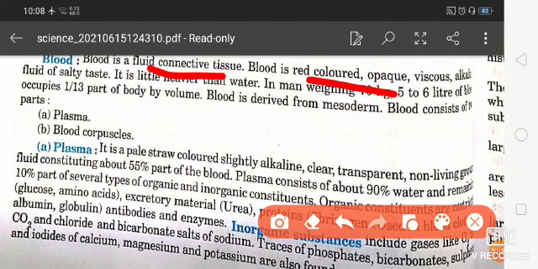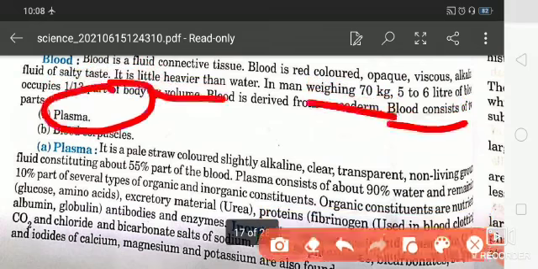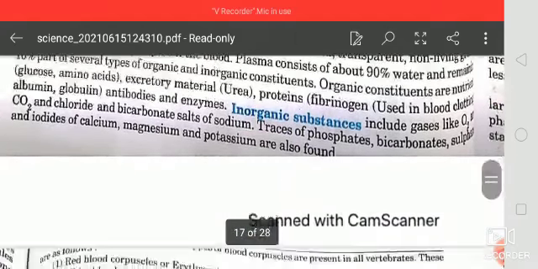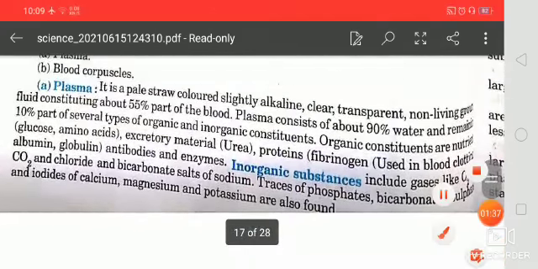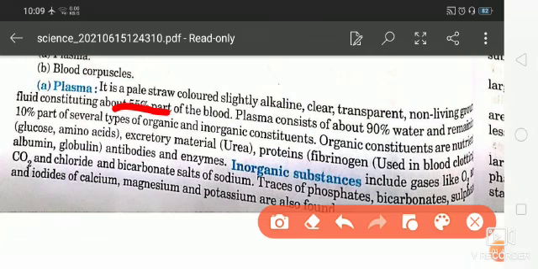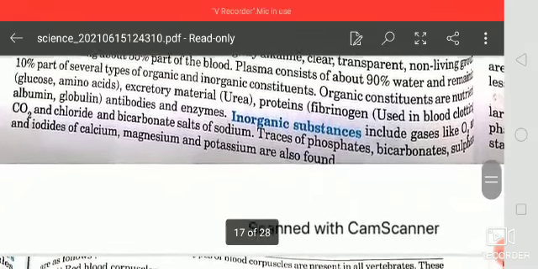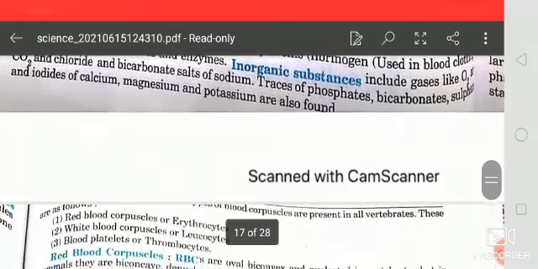You know very well that 5 to 6 liters of blood is found in a normal person, that is approximately 1/13th part of the body weight. It is composed of plasma and blood cells. Plasma is about 55% of blood, and it is slightly alkaline, clear, transparent and non-living. It consists of about 90% water and the remaining 10% of several types of organic and inorganic constituents. Okay.